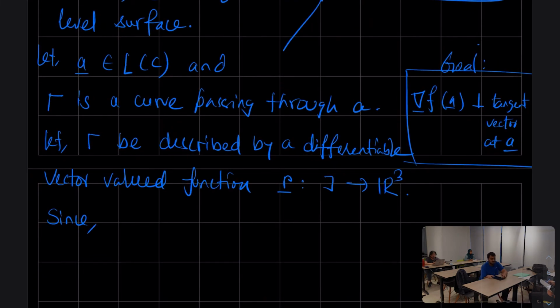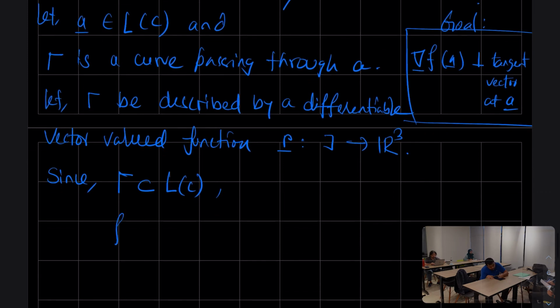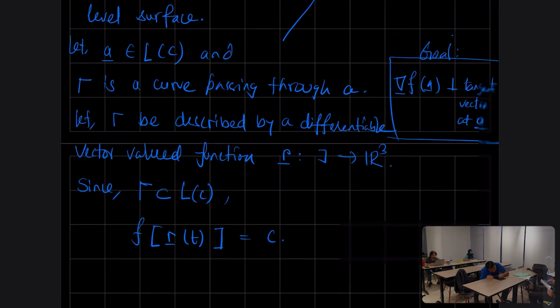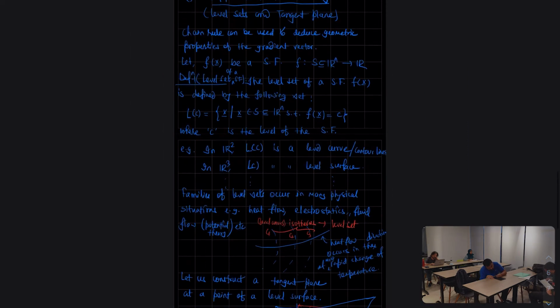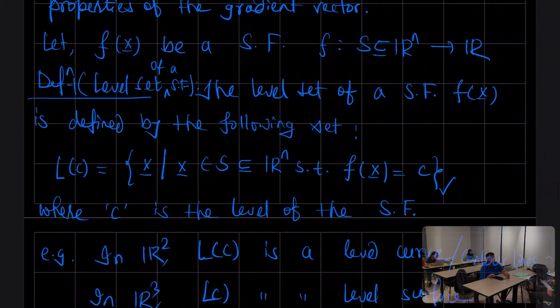Since gamma is an element of LC, our scalar field takes the value C on it. This is true. That's how C comes in. This is the definition of the level set. So I'm just writing this part now.